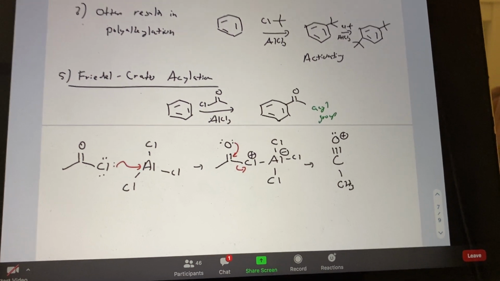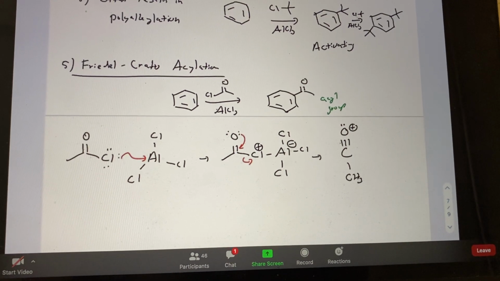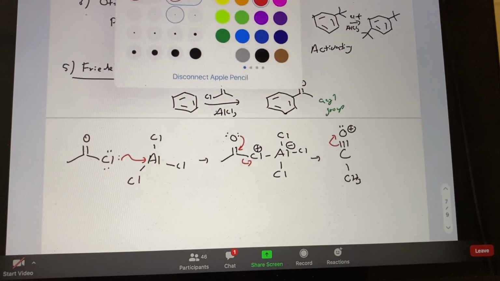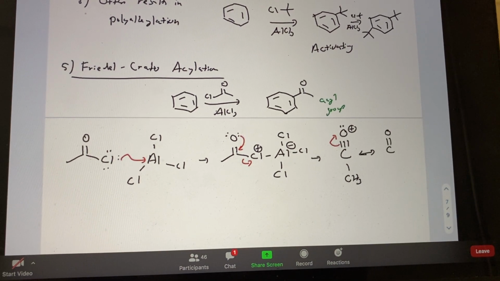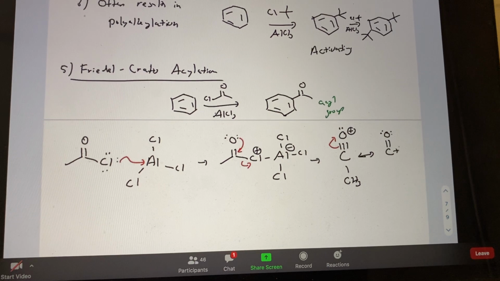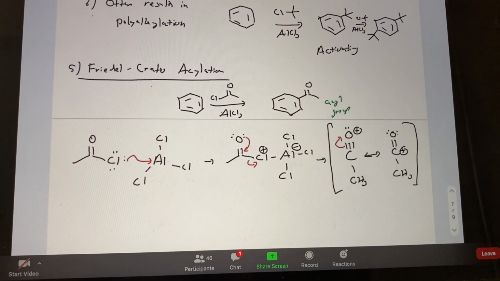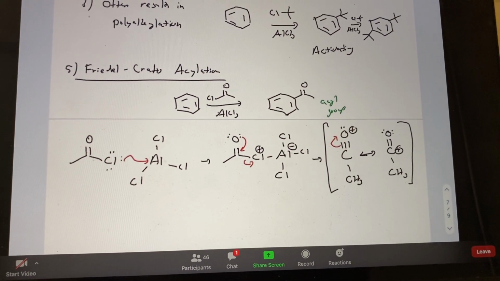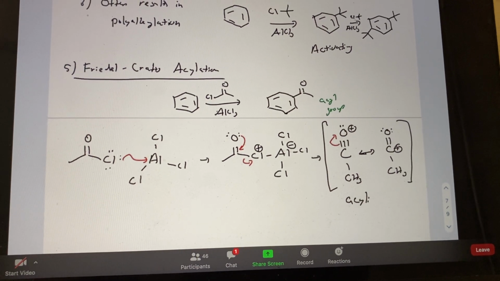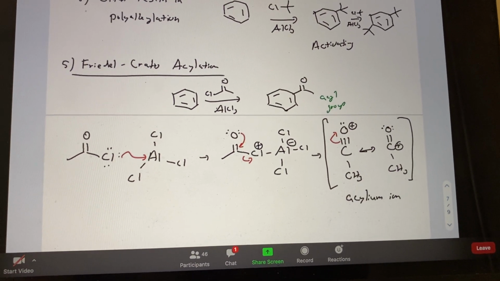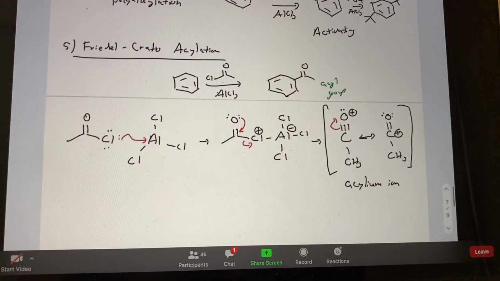However, what really helps its formation is that this is actually resonance stabilized. We can draw a pair of electrons in that triple bond actually moving up back onto that oxygen. We'll just keep it like this to draw a resonance structure. But now we have a carbocation. So that positive charge is actually resonance stabilized. And this is known as the acylium ion. So that looks like our strong electrophile.